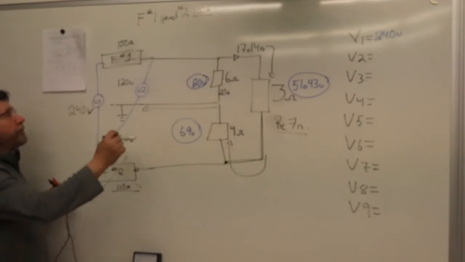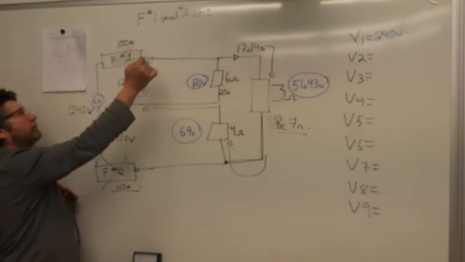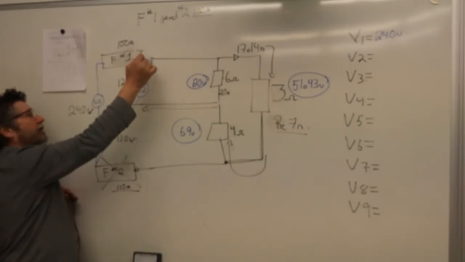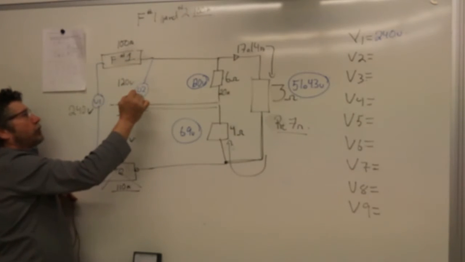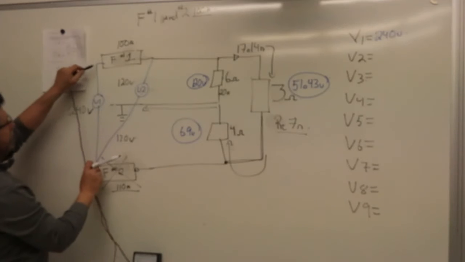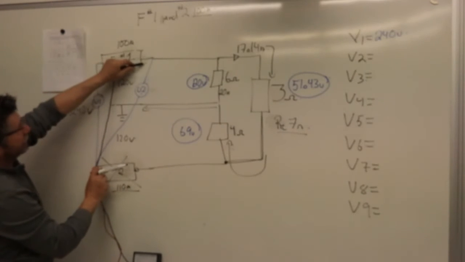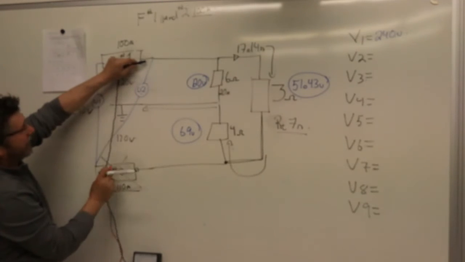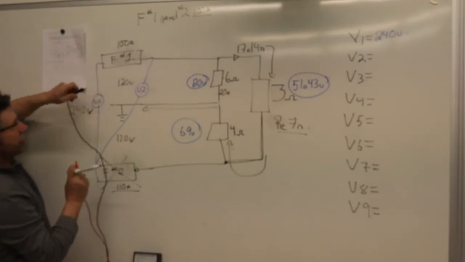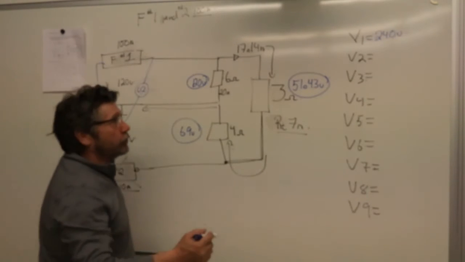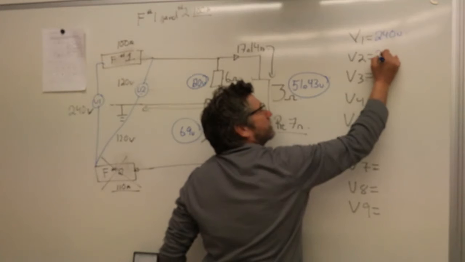Now, an unblown fuse is like a piece of wire. It's the same potential all the way across. So V2, if we take a voltmeter right here and slide it down there, we're not going over any resistive device. It's going to be the same as V1. V2 is going to be 240 volts.